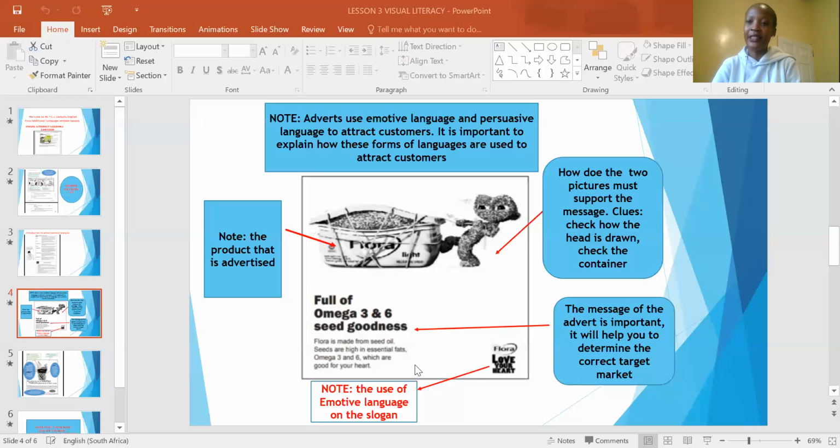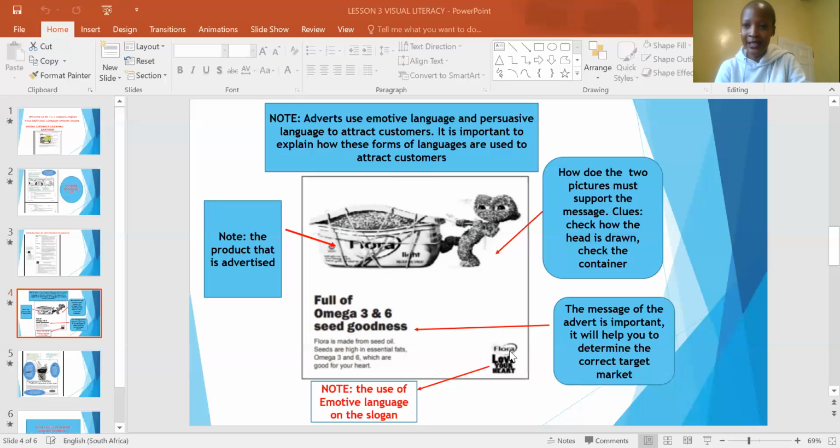Okay. And then there was a question again that says, how does the advertiser support the statement that the product is full of omega-3 and 6? How? Okay. And we go back to the relationship between the picture used and the image. I said the container of Flora is filled up with seeds. It cannot even be closed because it's wrapped by a rope. This supports the statement that the product is full of omega-3 and 6.